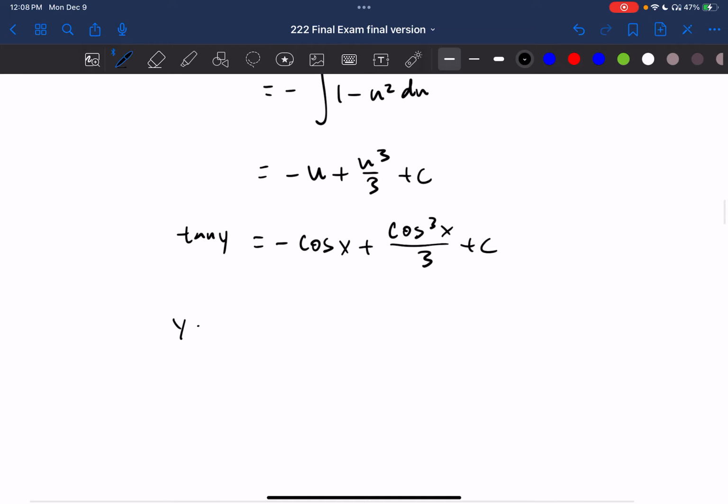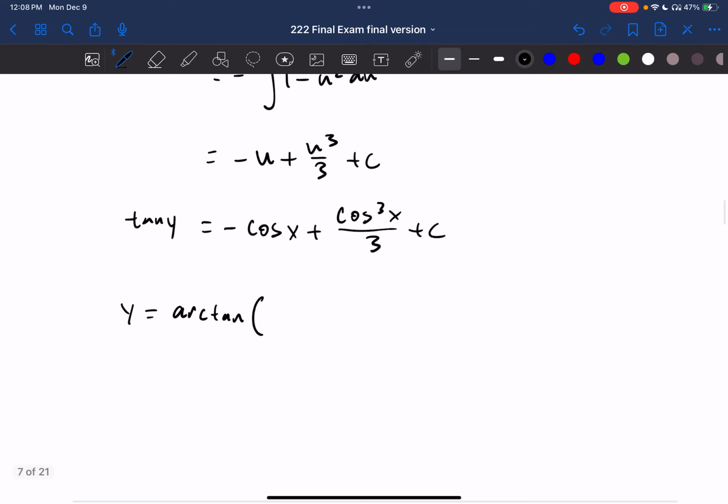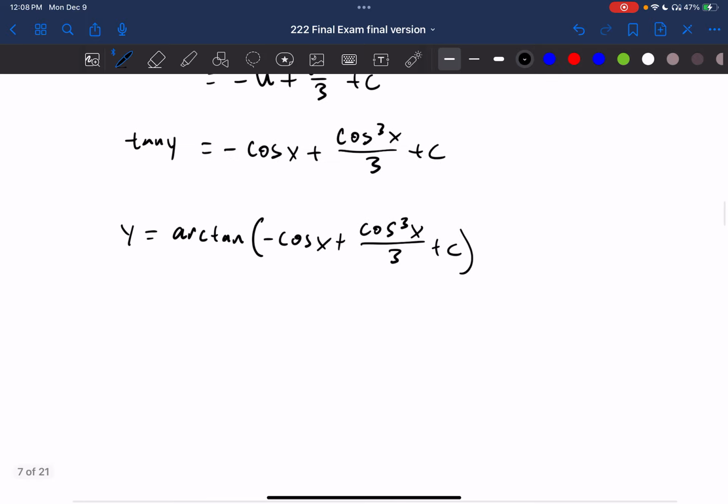Solving for y, we're going to get y will be equal to arctan, or inverse tan, of everything here: negative cosine x plus cosine to the third power x divided by 3 plus c. And this will be our answer.